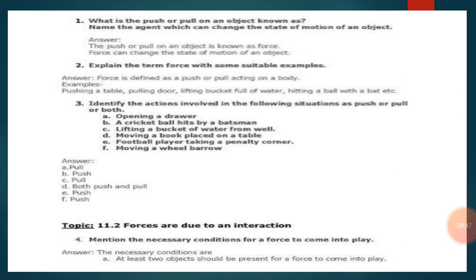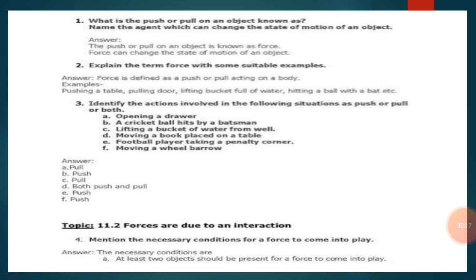There is another question. What is the push and pull on an object commonly known as? The push and pull on an object is commonly known as force. Name the agent which changes the state of motion of an object. Force can change the state. When you apply a force on any object, then only are you able to change the state of motion of an object. So the answer is force.